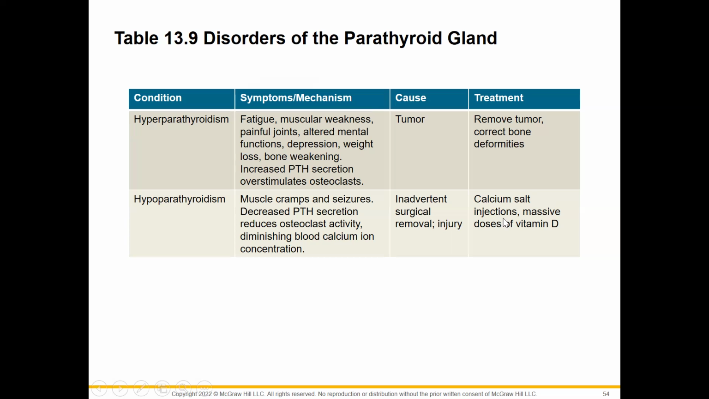Treatment also will be to just give the person doses of more active forms of vitamin D, because the vitamin D and the calcium have different functions. So, hypoparathyroidism, hyperparathyroidism.